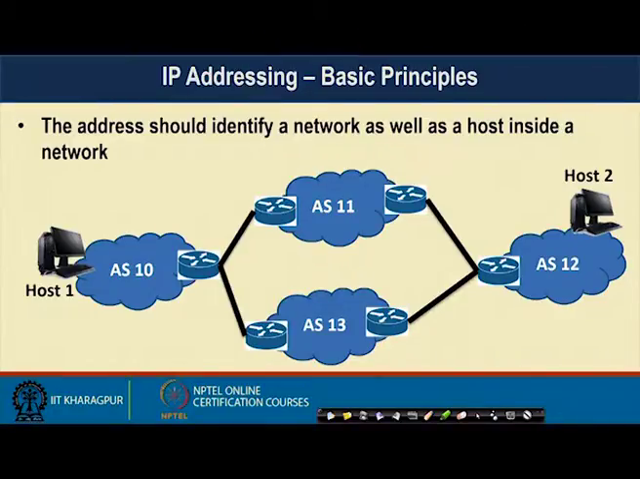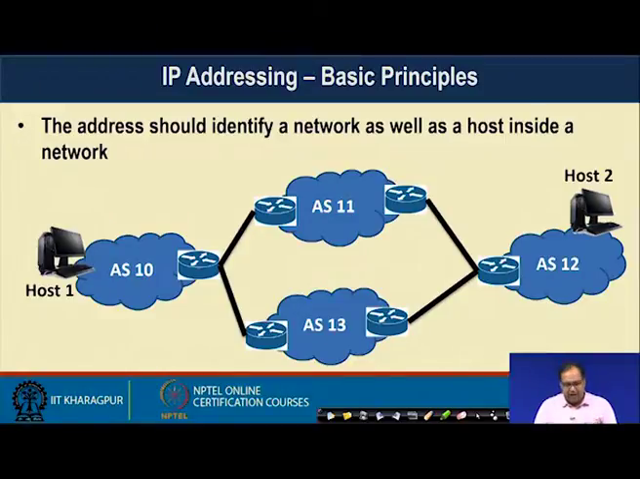As we mentioned, the requirement for IP addressing is that the address should identify a network as well as a unique host inside that network. So, it needs to identify the network as well as the host inside the network uniquely. So, you have a component for the network address and a component to uniquely identify a host inside the network, the way we do postal addressing.